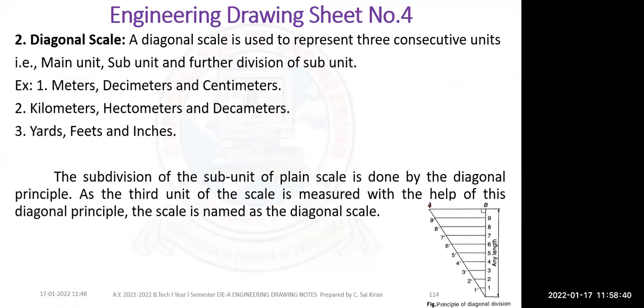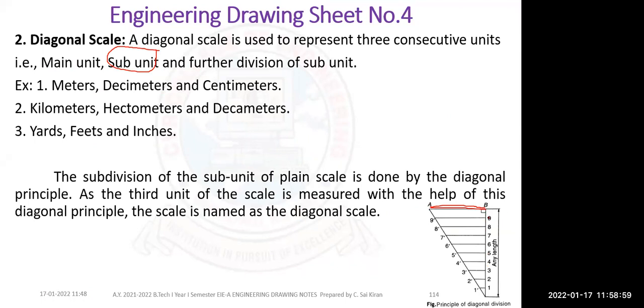So first take AB of one subunit, this subunit. Already we have the main unit. After dividing the main unit, we get the subunit AB. For this subunit, if I want to divide further, I have to take equal divisions of 10.